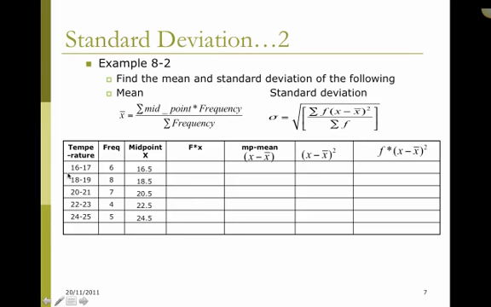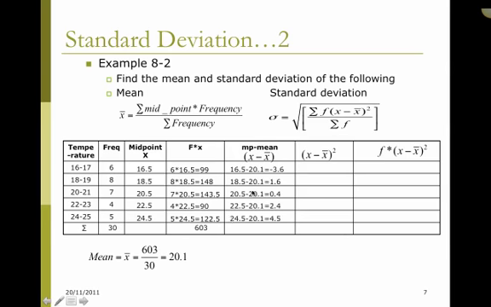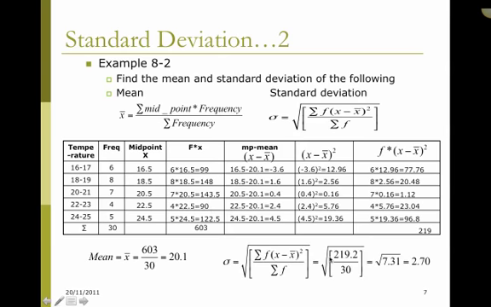Another example: temperature, frequency, midpoint, f times x. That's enough to work out the mean. Add these, gives you 603. Add these, gives you 30. Mean then 603 divided by 30, 20.1. That'll go in here. Midpoint minus the mean. Square this column. Multiply by f. Add it up. And then your sigma is sum of this column divided by the sum of this column. In this case 2.70.